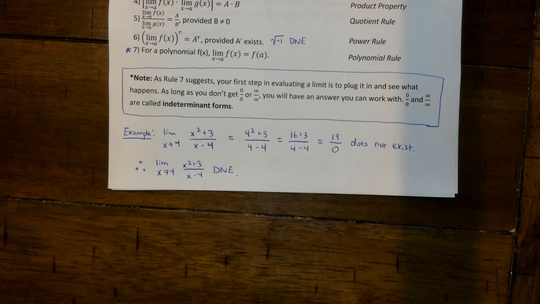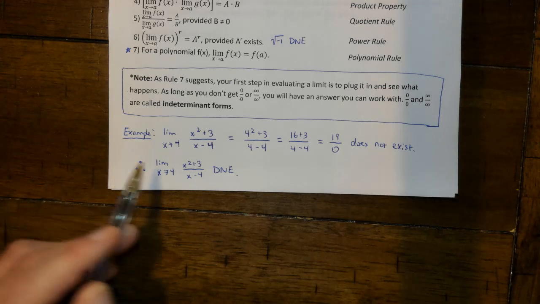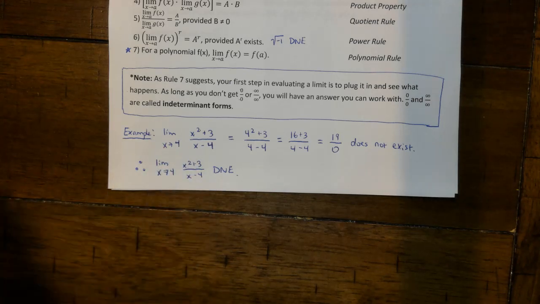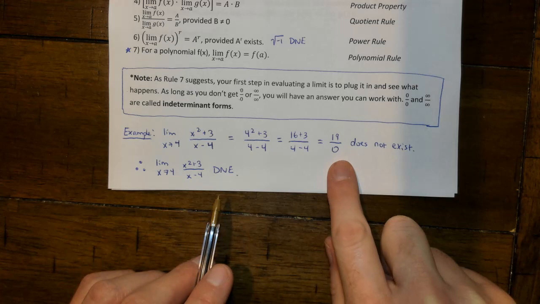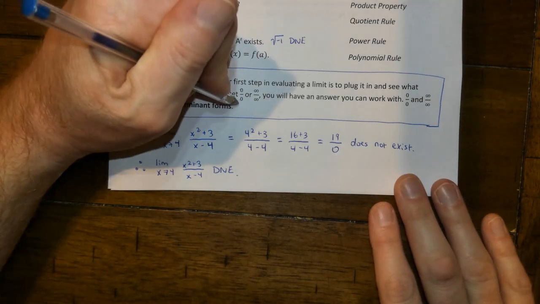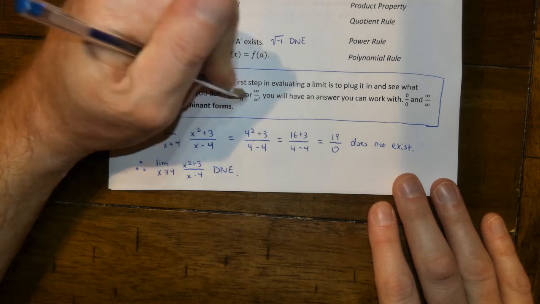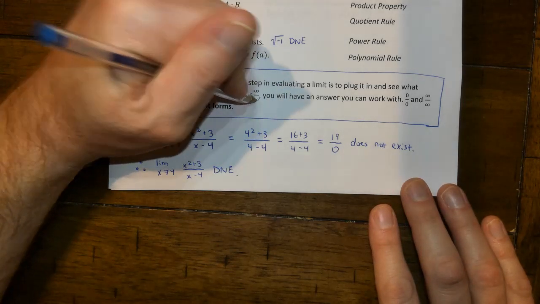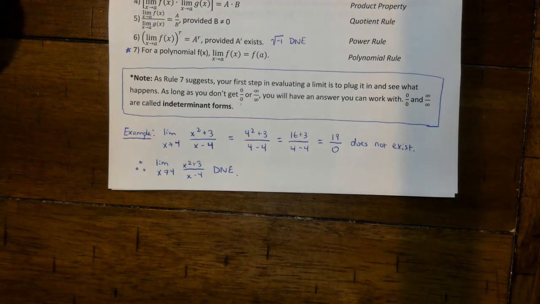Okay, so again, the last piece of this lesson is, in general, your first step is just plug it in and see what happens. If it comes to something you can evaluate, there's your answer. And if you get one of these two, 0 over 0 or infinity over infinity, then we have more steps to do.